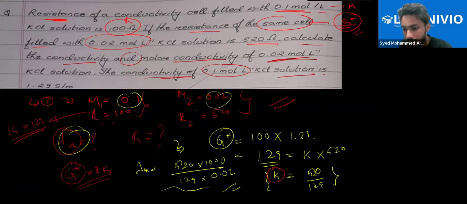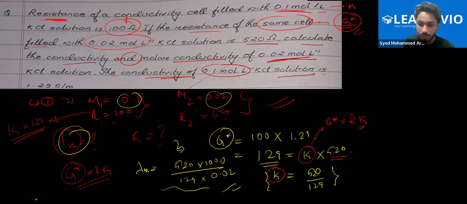So this is 520 divided by 129. This is the answer. See, 129 is my G star, K is what you have to find, and 520 is your resistance. So you just apply the formula G star equals R into K. G star is 129, K is what you are finding, R is 520. So K is 520 divided by 129.